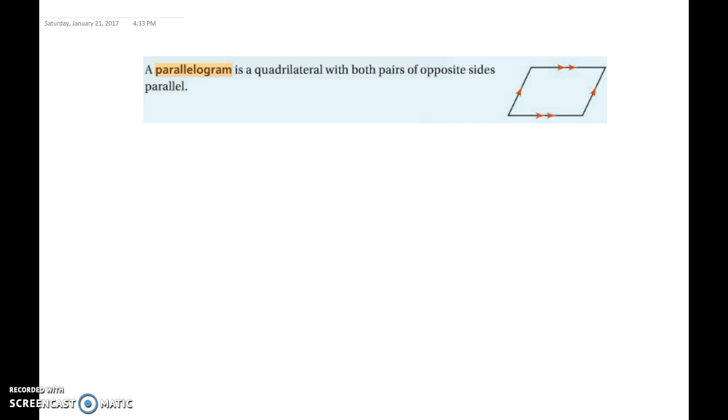The first special quadrilateral we're going to talk about is a parallelogram, and the overarching definition of a parallelogram is simply a quadrilateral where both pairs of opposite sides are parallel. So if I ask what is the definition of a parallelogram, it's simply that both pairs of opposite sides are parallel. So that is its definition.